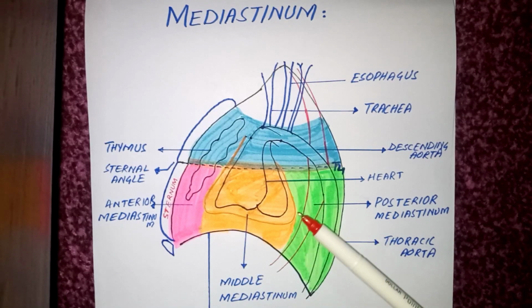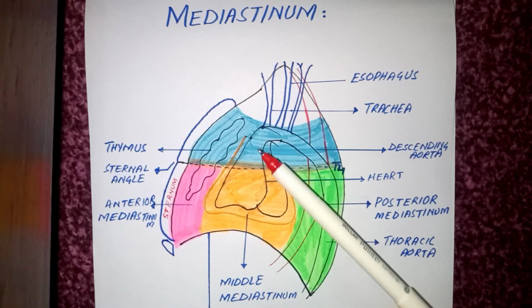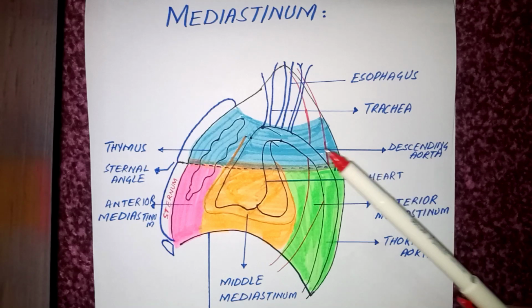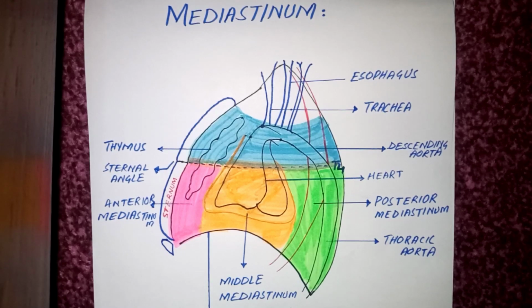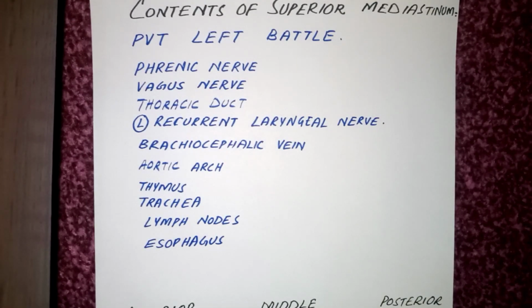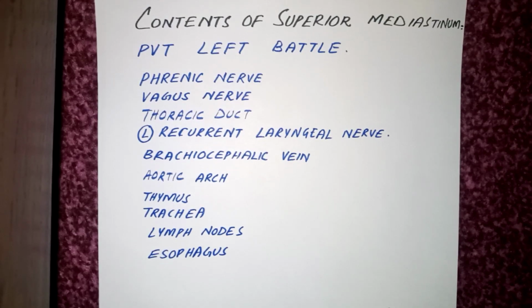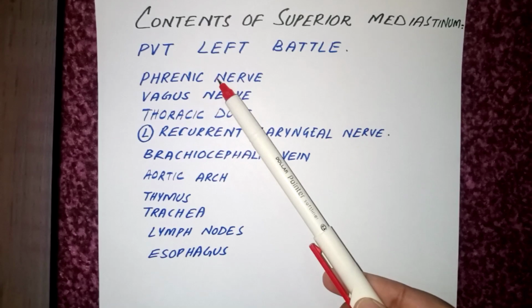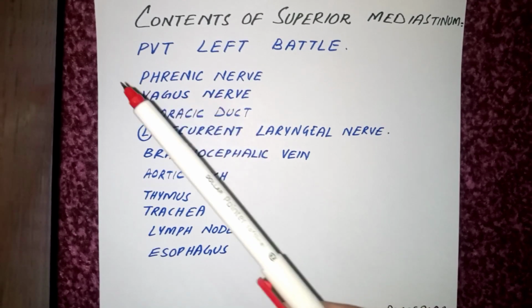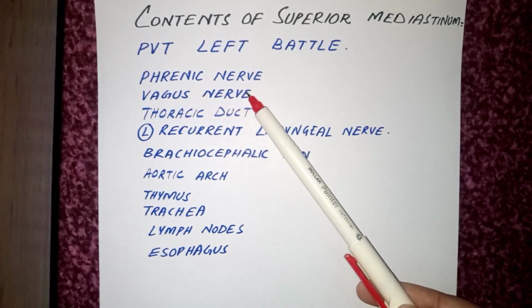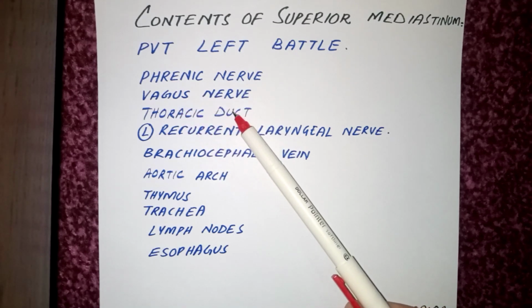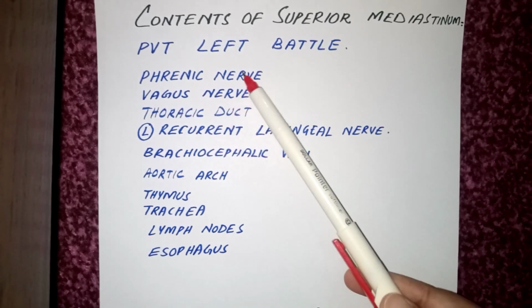But the most important thing is what are the contents of the superior mediastinum. For the superior mediastinum you simply have to remember this mnemonic, that is PTV left battle or PVT left battle. Which one is easy for you, you can pick it. P stands for phrenic nerve, V stands for vagus nerve. As you know, phrenic nerve passes through the T8 hiatus of the diaphragm, vagus nerve passes T10 hiatus of the diaphragm, and thoracic duct passes at T12 hiatus of the diaphragm. So these are very easy to remember.